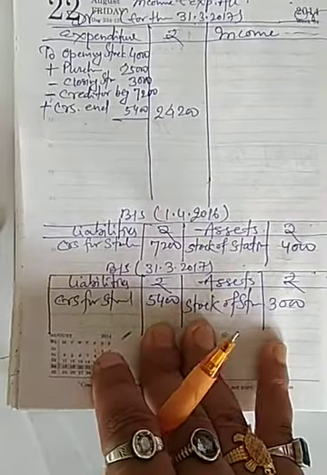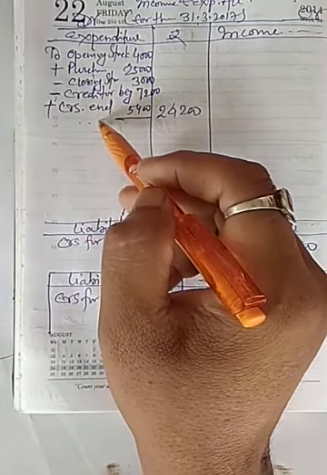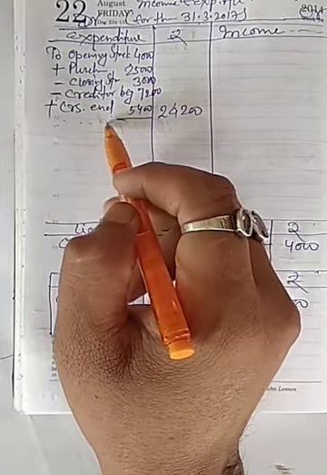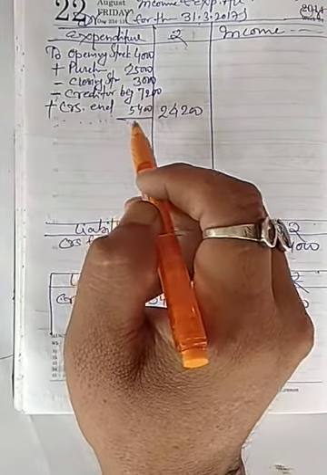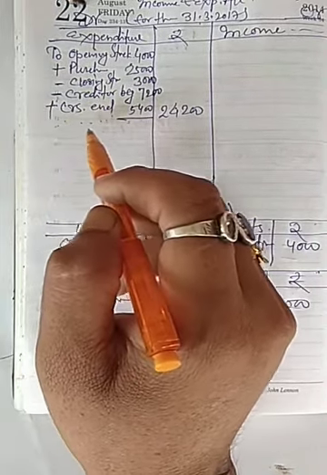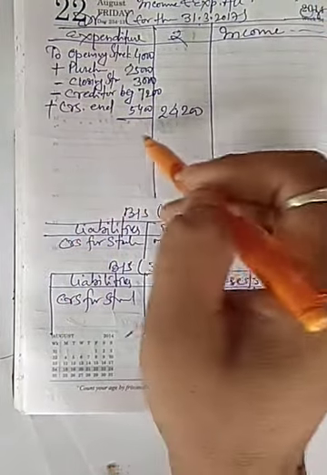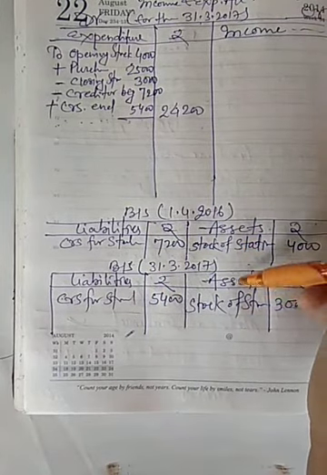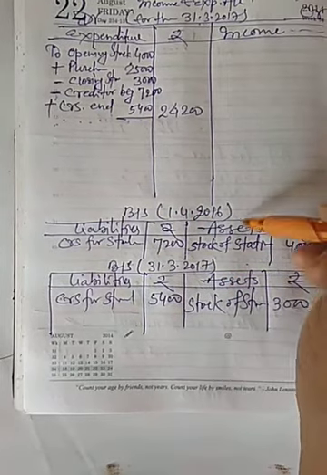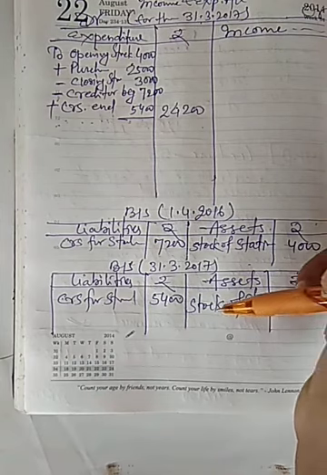When advance for stationery at the beginning is given in the question, it will be added, and when advance for stationery at the end of the year is given, it will be deducted. Then I will calculate, and the same I will show on the asset side as advance, related to opening and closing respectively. Now see one more question.